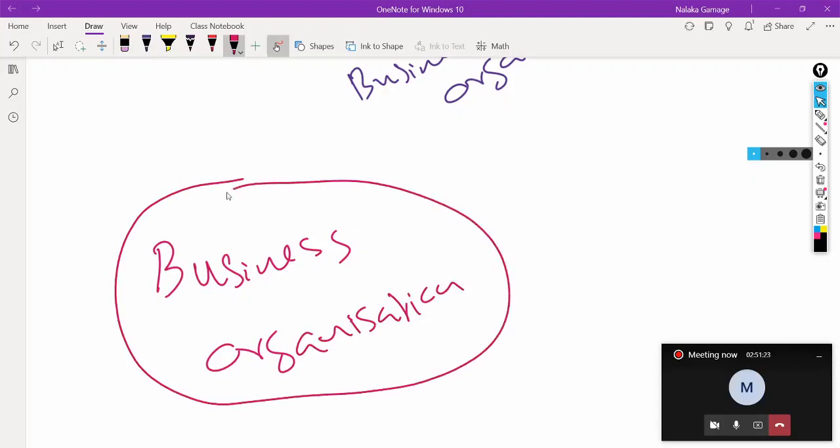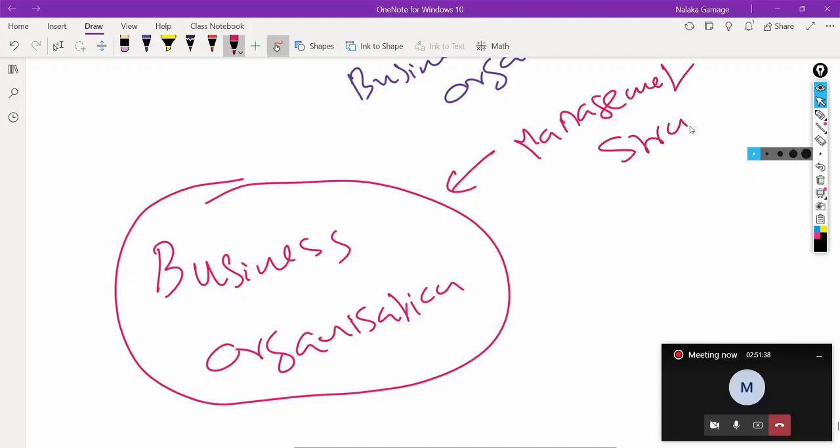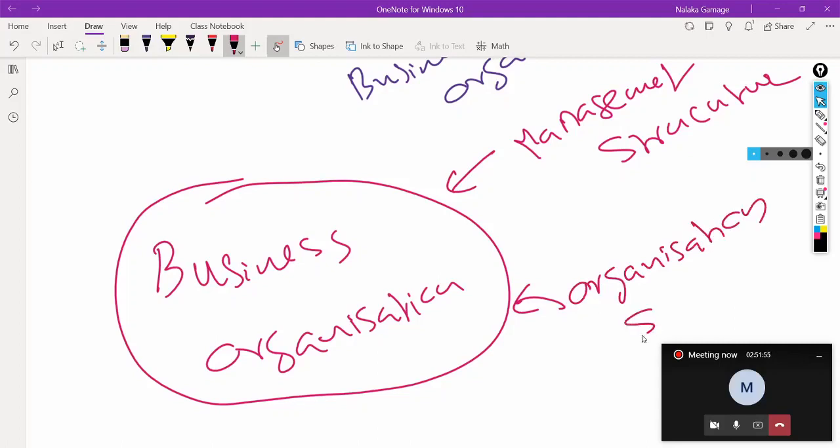So we are going to look at this business organization in different ways. One thing is, we are interested in their management hierarchy. What is their management structure? Every business organization or every organization has a management structure, right? So management structure, management hierarchy. Then another important aspect is, what is their organizational structure? This is a little bit different. There are different organization structures that we are going to discuss. Management structure, management hierarchy, organizational structure.